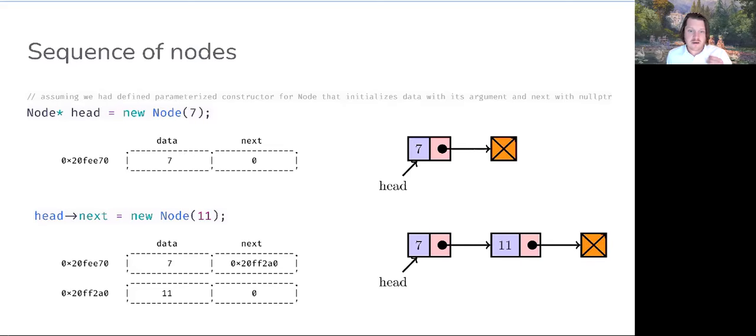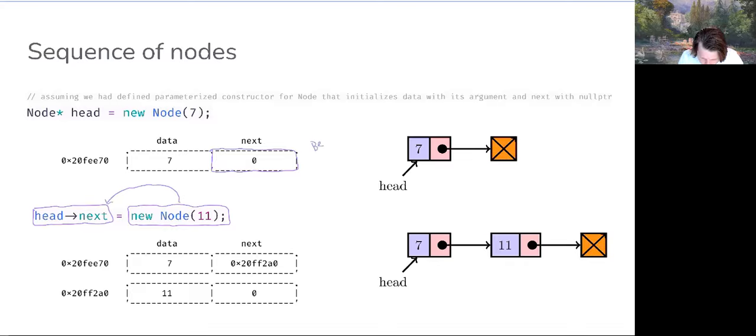So to get from, let's set this up first. So we have what we showed on the previous slide. Okay, cool. Now let's go ahead and say head's next. So that's making an assignment to that field. We're saying head's next is going to get the address of a new dynamically allocated node object. So it resides on the free store that's initialized, whose data field is initialized with 11. And we're going to store that address here.